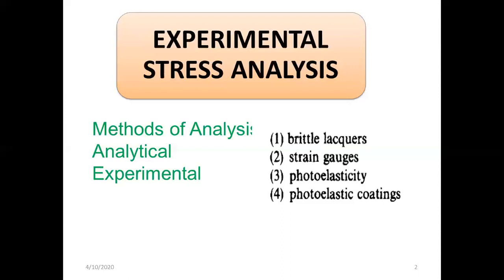Photoelasticity, we have already learned. In photoelasticity, we made a small scale model of a particular material which allows light rays to pass through it, and by using different light sources, maybe white light or sodium vapor lamp, we see the fringes, and from the fringes we calculate the stress and strain developed in that particular model. Now presently we are concentrating on strain gauges.